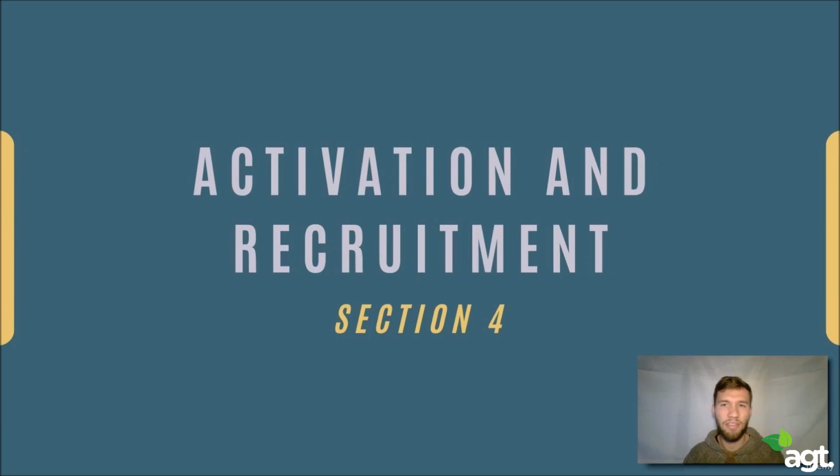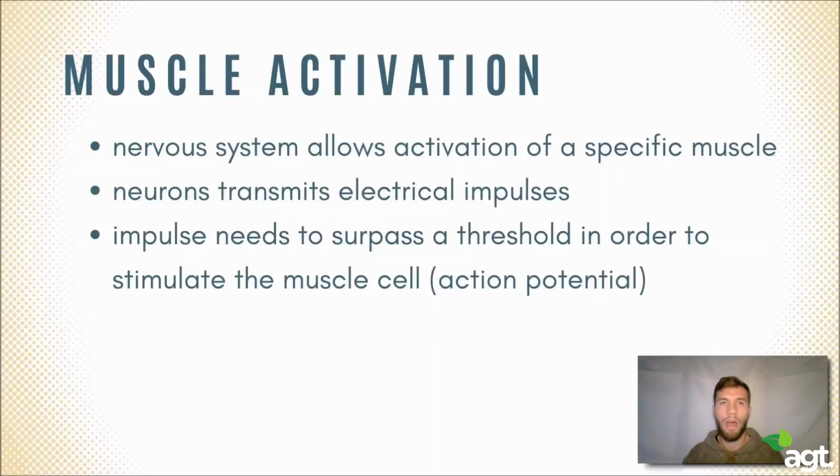How do muscles get activated and recruited? Our muscles don't activate by themselves. They need to be told so by the nervous system. So the nervous system is what allows a specific muscle to get activated. The central nervous system gives the order to the peripheral nervous system, and neurons start to transmit electrical impulses to the muscles. Now, when this impulse arrives at our muscle, it needs to surpass a certain threshold in order to stimulate the muscle cell, which is known as the action potential. If it surpasses that threshold, that's when our muscles get activated and are able to contract.